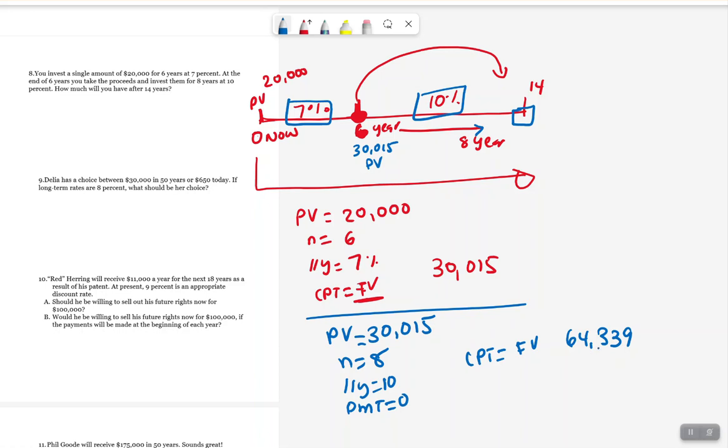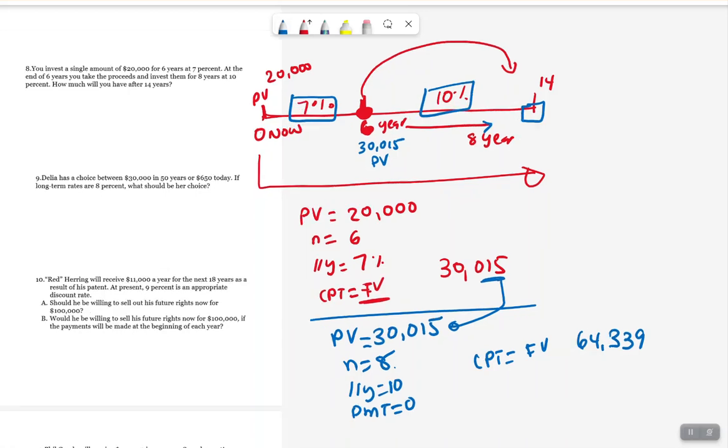You compute your future value, and that future value will be $64,339. So if you got a different answer here, you take that answer and put it in for another 8 years at 10%. When you're doing this type of question, whatever answer you got, you take it and invest it for another 8 years.